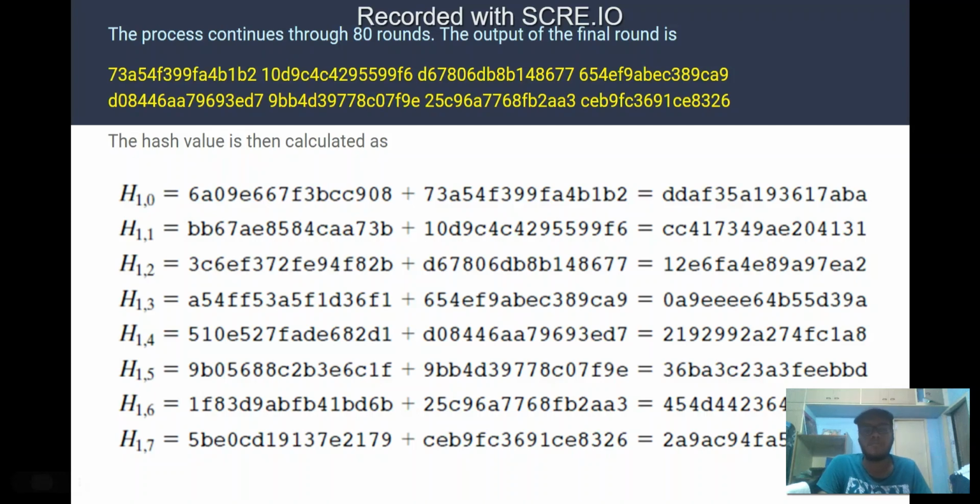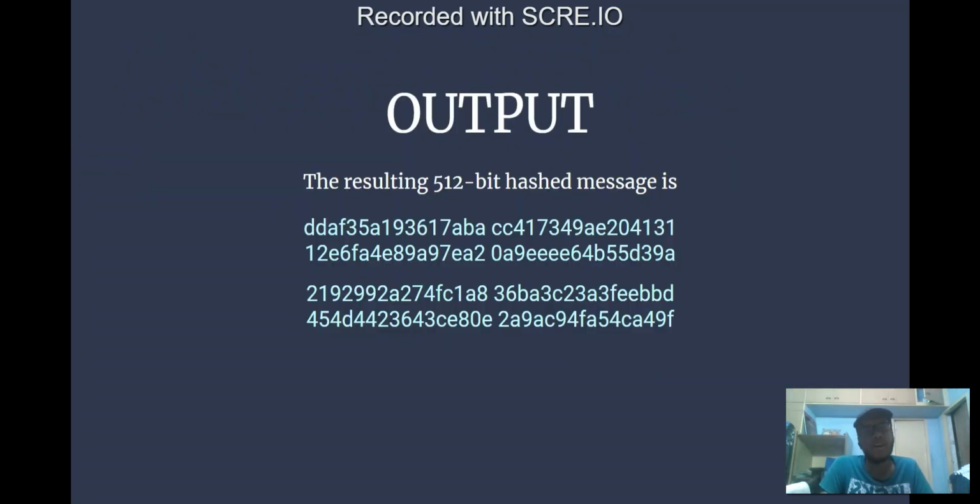The resulting 512-bit hash message is the combination of these 8 values of 64 bits each into one message. See the drastic change from just the message ABC. The ABC is practically undecryptable now.